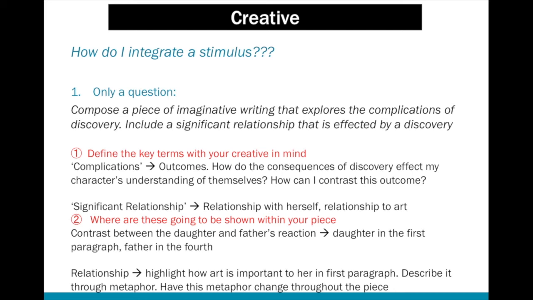Then I would plot out where these themes are going to be shown in my piece. So for the complications or outcomes part, I would contrast the daughter and father's reaction to the discovery experience. And specifically, I would make a conscious effort to talk about the daughter's reaction in the first paragraph and the father in the fourth. Actually delegating paragraphs where you're going to integrate the stimulus can be really handy because then there's no way of avoiding it.